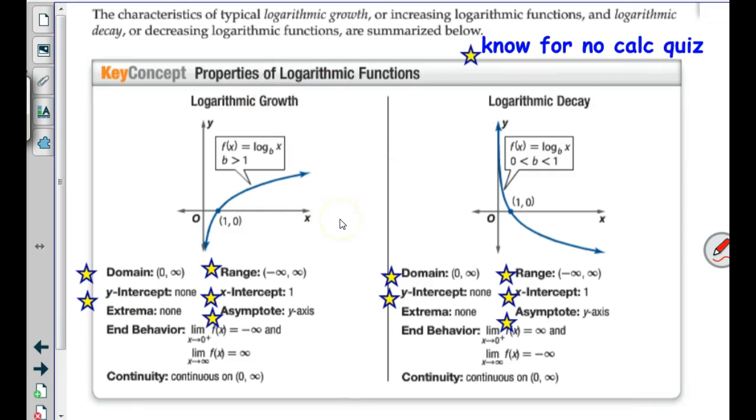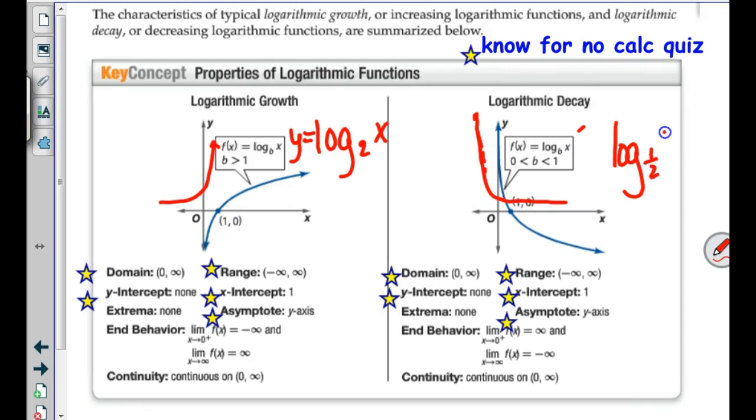I don't think you have this chart, but again, when you had a growth equation like this, the inverse will look like this. So this would be a log base 2 or 3 or something like that would have this shape. If you had a decay equation, it would have looked like this originally. So when you reflect it across that line, if you had something like log base 1/2 of x, it would have this shape down here.